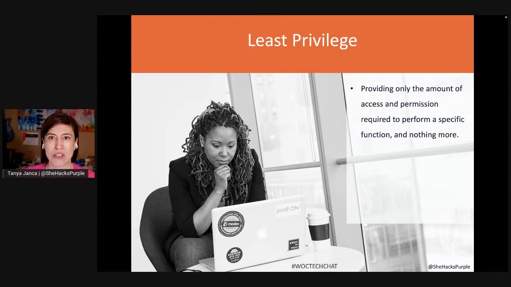And basically it means only giving the amount of access and permission that you need, that's required, not what you want, to perform a specific function, and then nothing more. And so when I was a dev, I remember when they're like, we're going to take away your admin privileges. And I was like, I will die without my admin privileges. But it turned out actually I was just fine. And I didn't actually require them to do my job.